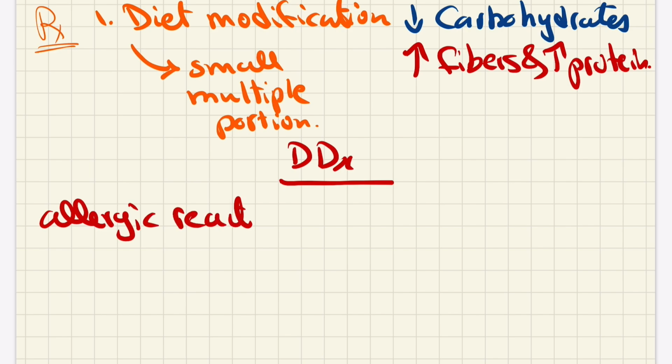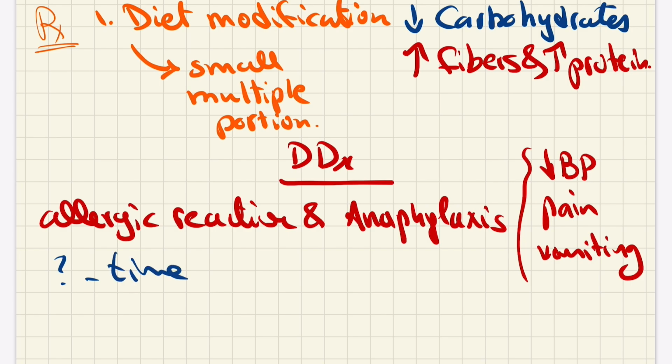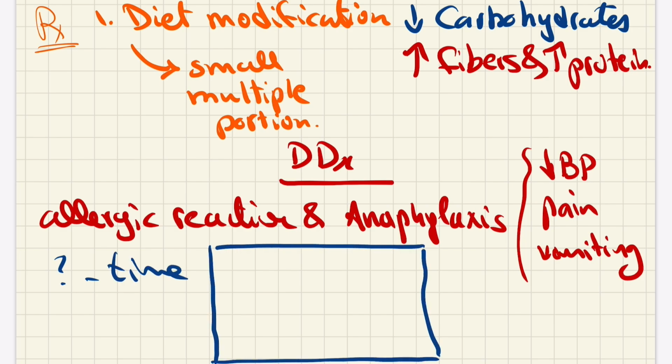What is important here is to differentiate dumping syndrome from allergic reaction and anaphylaxis, especially as some symptoms overlap, like hypotension, abdominal pain, and the vomiting. First, the time is very important to tell us of the symptoms, the time between the two, the allergy and the dumping, and the history.